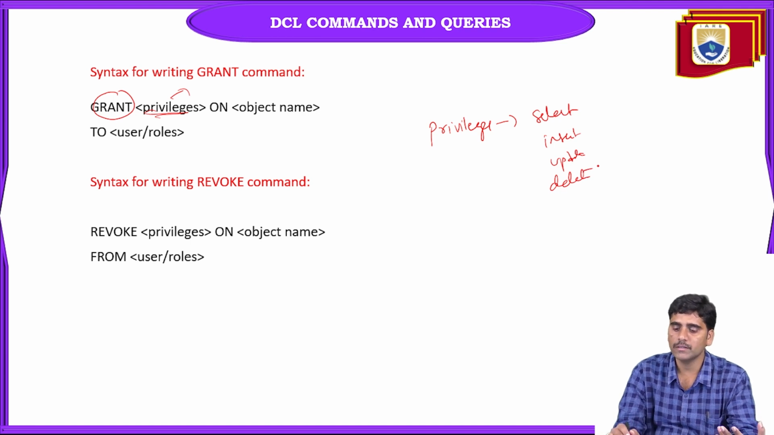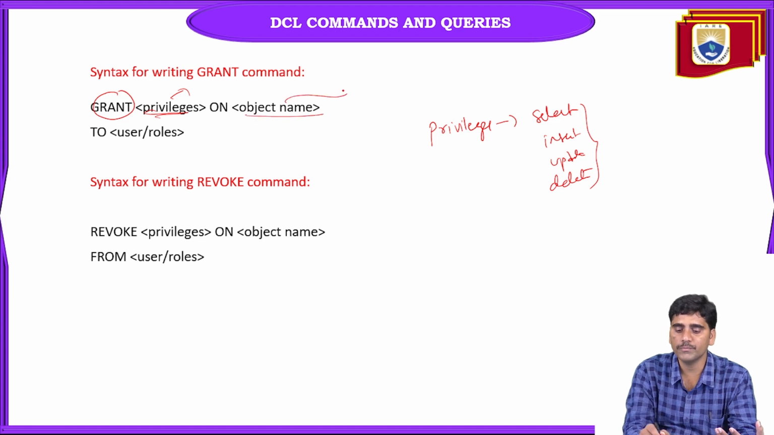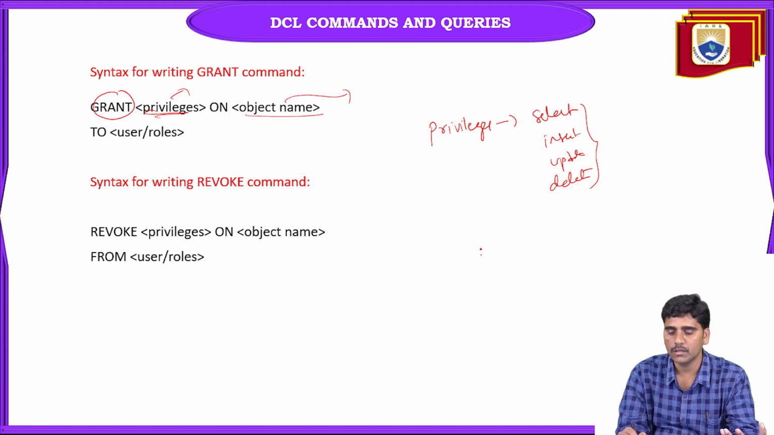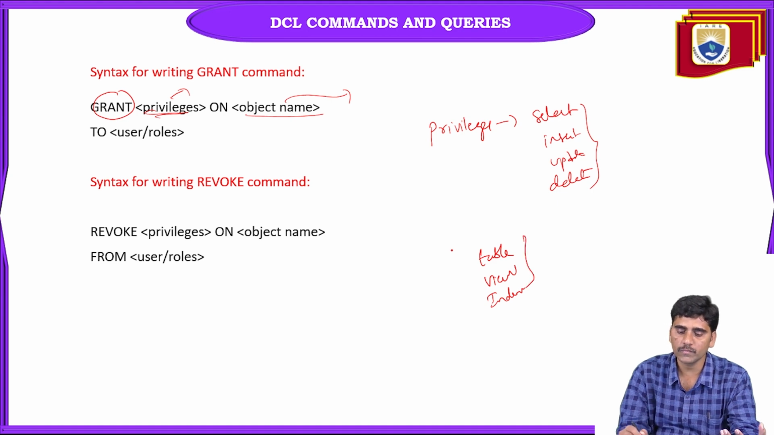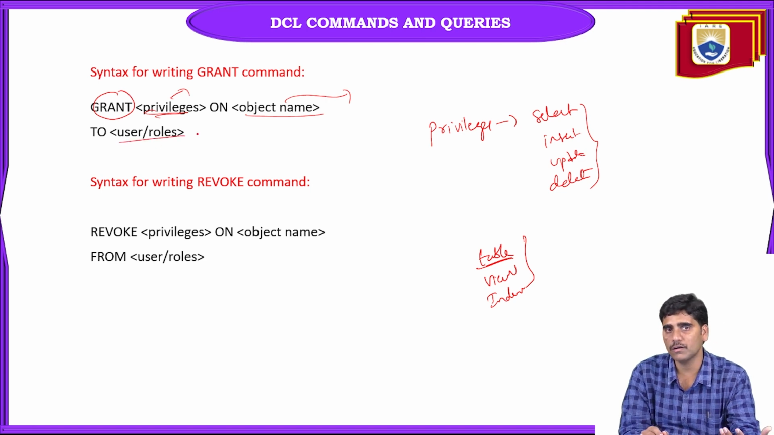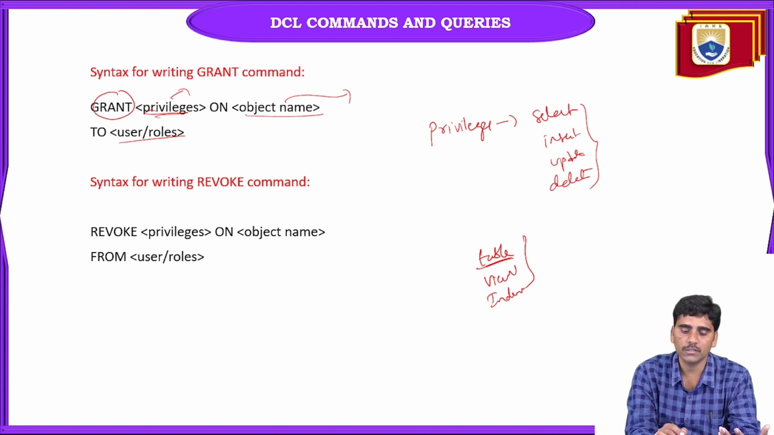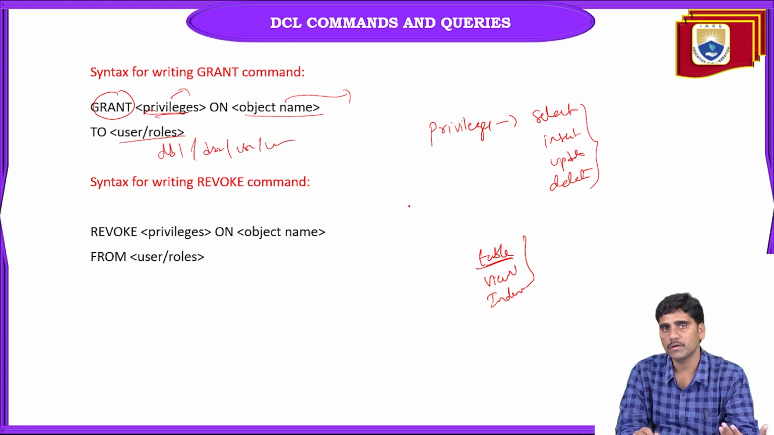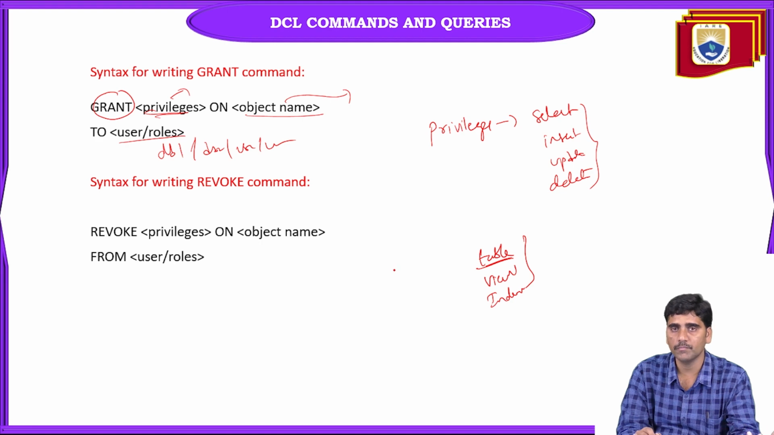So we apply all these privileges on what object name? The object name is either a table, a view, or an index, and it must be specified. Then to user or role: what user or role are you going to give it to? The user could be db1 user, db2 user, user1 or user2.